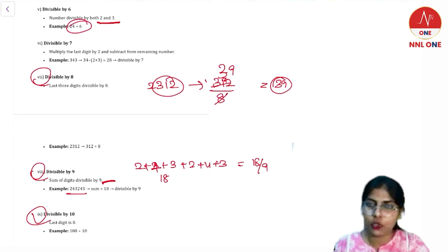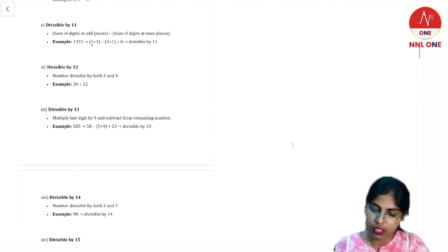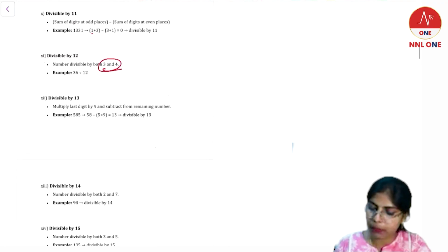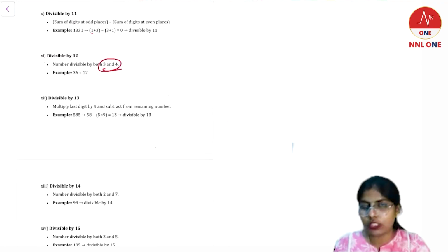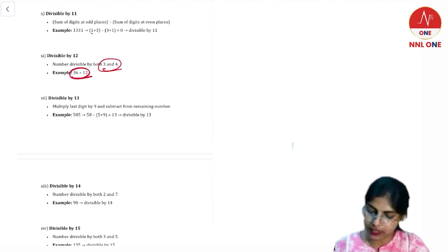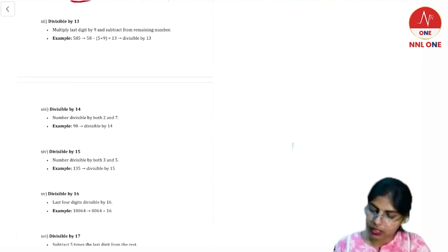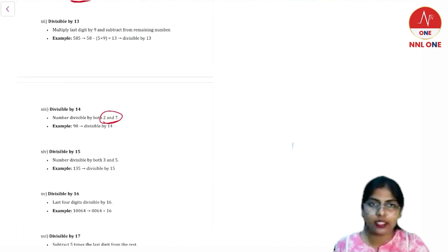For the divisibility rule of 7, we'll come at the last and we'll go with the divisibility rule of 12. For the divisibility rule of 12, the number should be divisible both by 3 and 4. Then the entire number is divisible by 36. For the divisibility rule of 14, the number should be divisible by both 7 and 2, so that the entire number is divisible by 14.